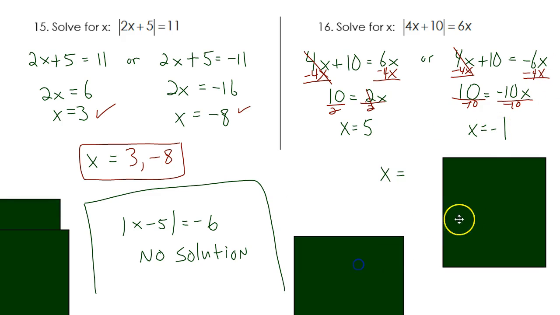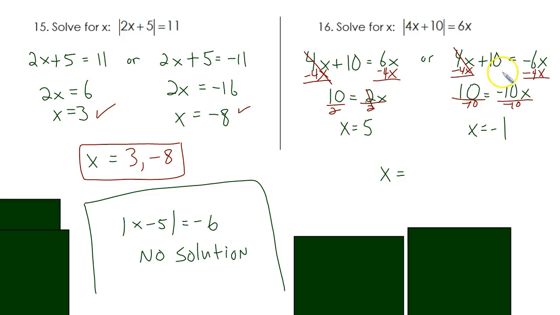When I test these solutions, I'll start by testing 5, and sometimes I just kind of come off to the side and do it in my head. So what is 4 times 5 plus 10? 4 times 5 is 20. 20 plus 10 is 30. 6 times 5 is also 30. So when I plugged in 5, it checked out.